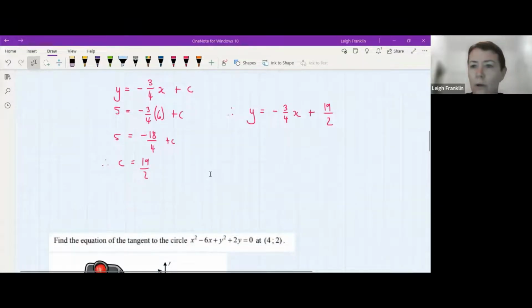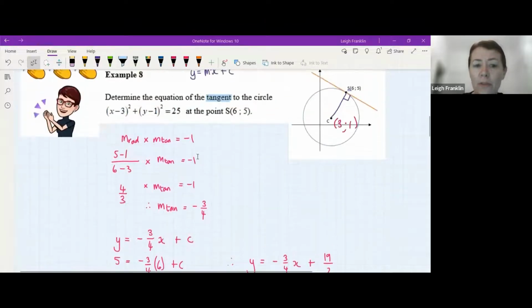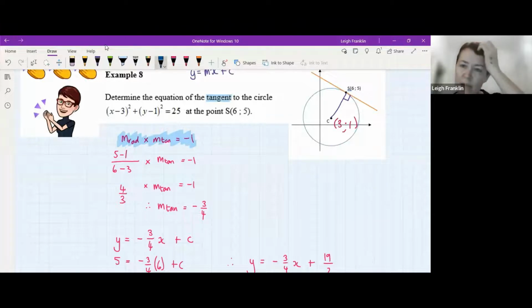How did you get -1? Say again, Ryle, please. You mean up here at the top, this one? Okay, so that's a rule. That is something that people who have studied maths for many years have discovered to be true. When lines are perpendicular to one another, the product of their gradients always gives us -1. So that's a property of perpendicular lines that we are just expected to know and to be able to use.